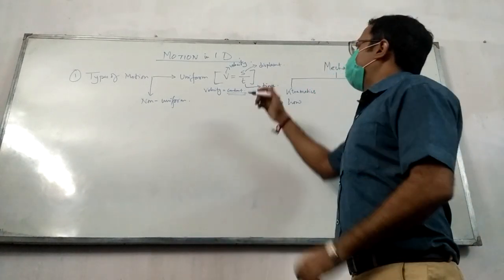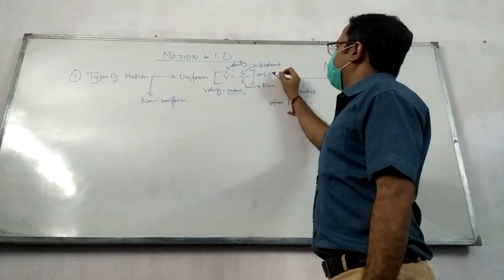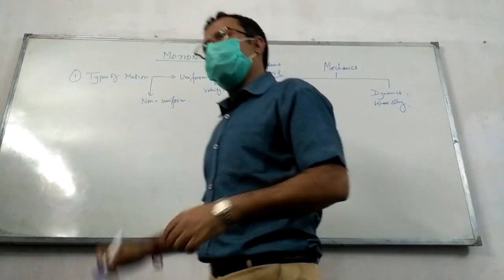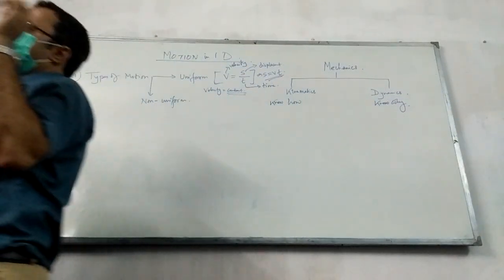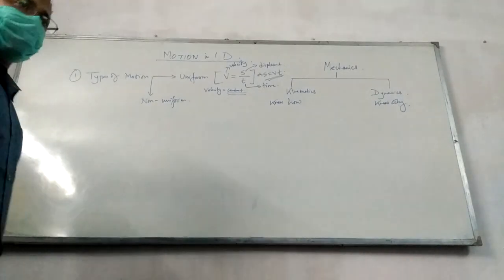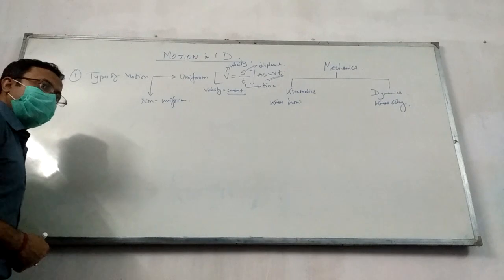And of course, if you want to find out the displacement, you just write velocity into time. So for uniform motion there is only one equation, s equal to v t. Done?